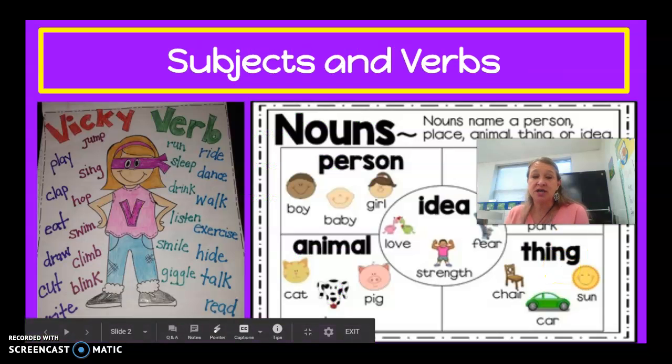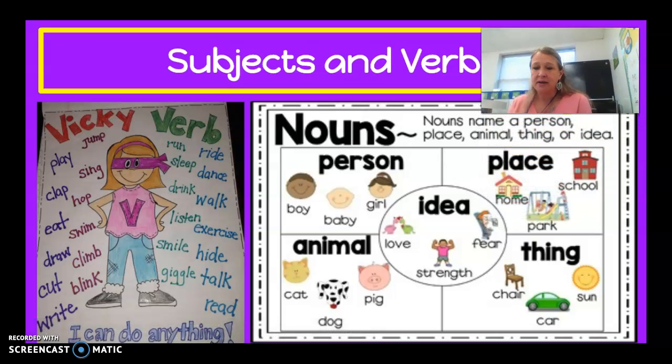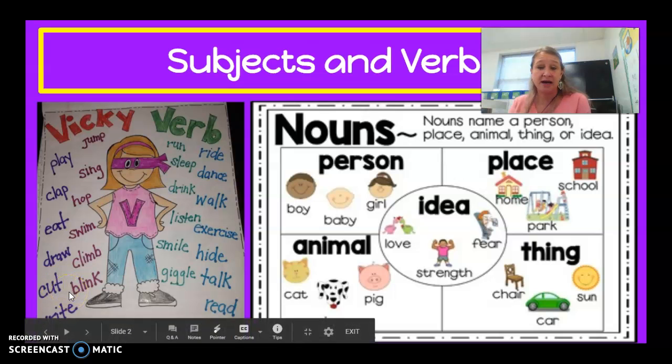Remember that subjects are the nouns in the sentence. The nouns name a person, place, animal, thing, or idea. It tells you who or what does something. Then we have verbs. Remember our verbs? They're action words that tell you what the subject does. Something you can do.